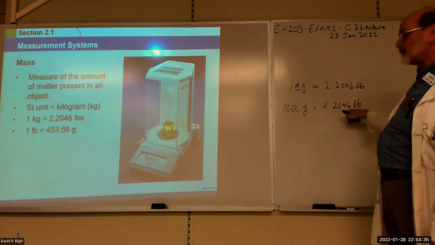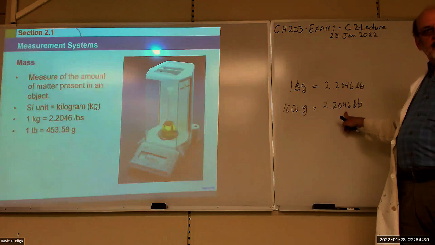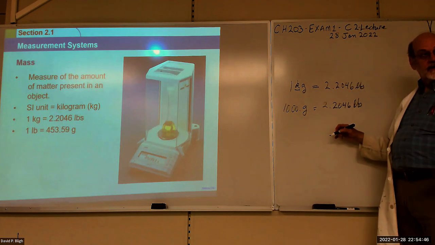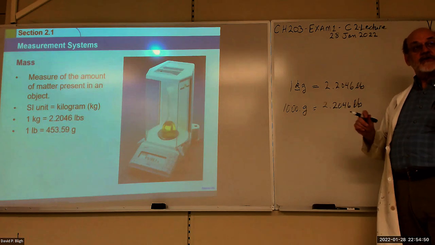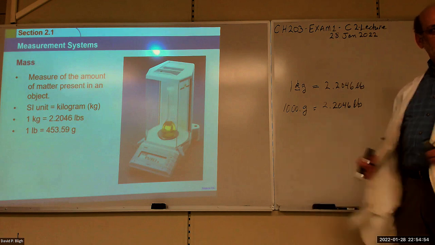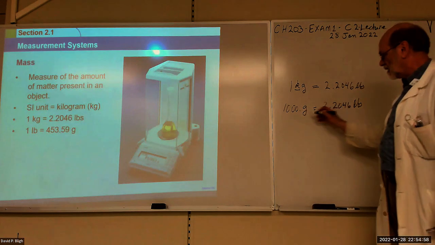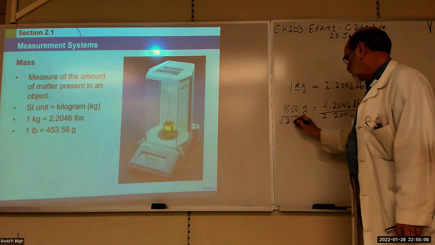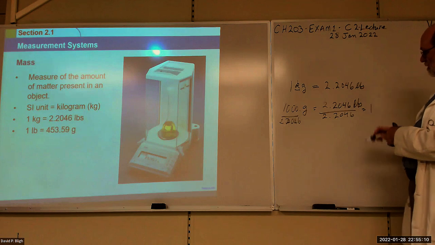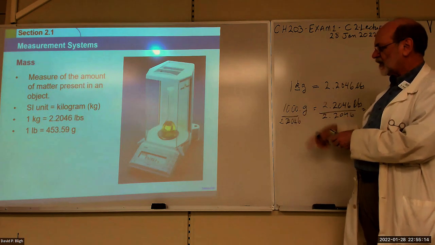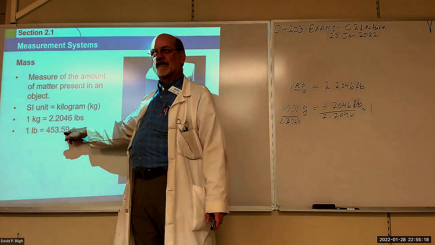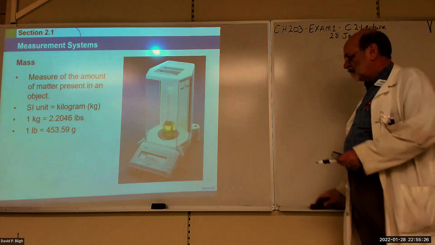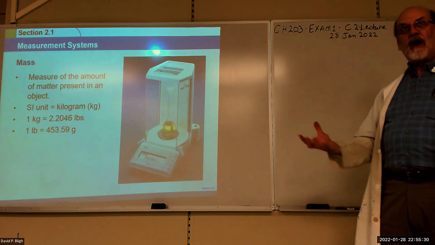Okay, but we want this to be one. So how do you get something to be one? You divide by itself, don't you? In mathematical terms, if we want to be kosher anyway, we have to divide both sides by the same number. If we do that, then everything's fine. You won't cause your high school math teacher to roll over in her grave. So if we divide by 2.2046 like that, then this becomes one, and 2.2 into 1,000 becomes 453.59. When you get comfortable doing that kind of stuff, it gives you a sense of power. Look what I can do.